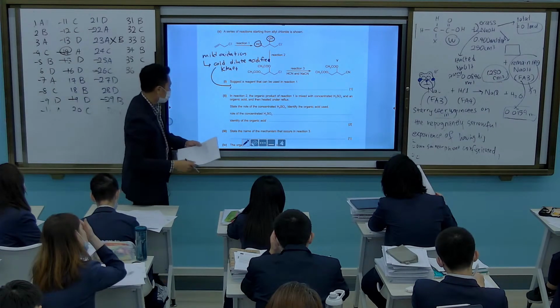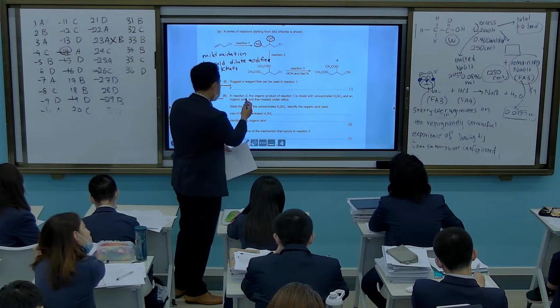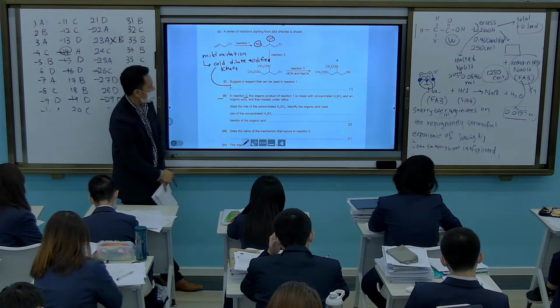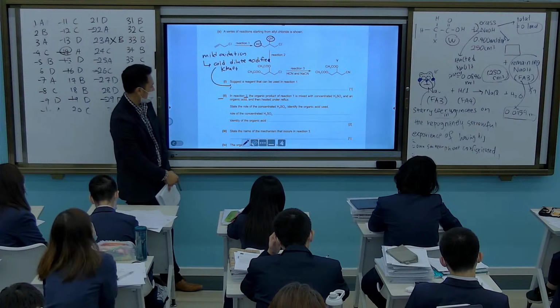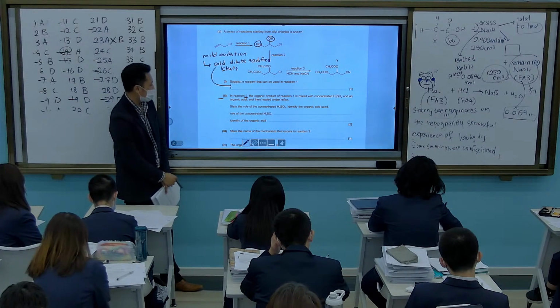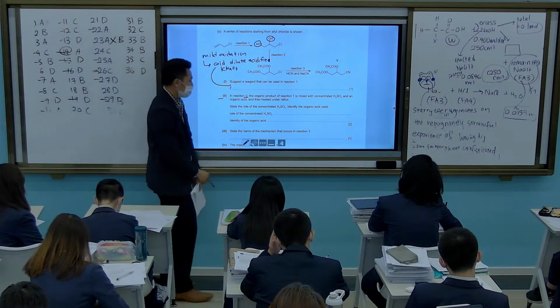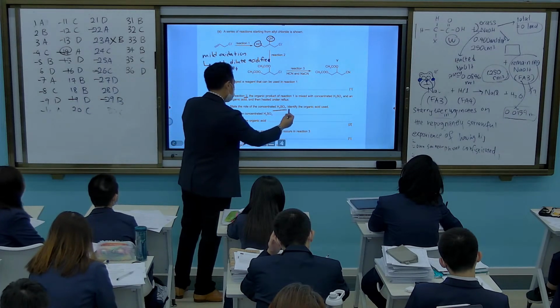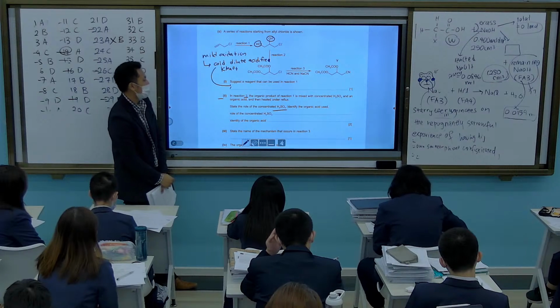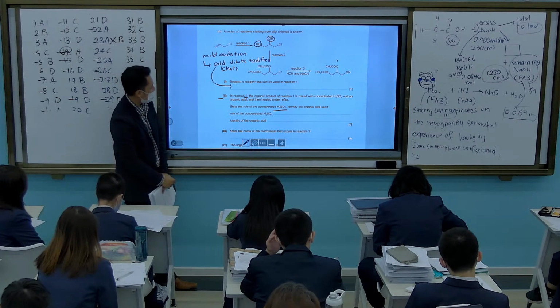Okay, next one here, part 2. In reaction 2, the organic product of reaction 1 is mixed with concentrated H2SO4 and then heated under reflux. State the role of the H2SO4. Identify the organic acid used. Okay, right, so what happens here?